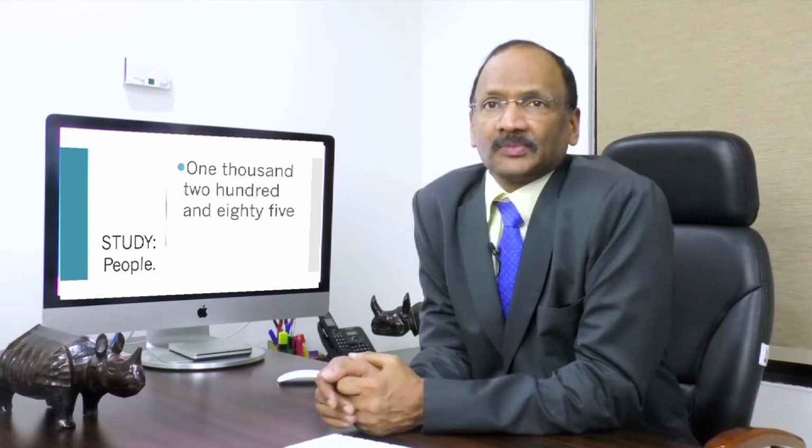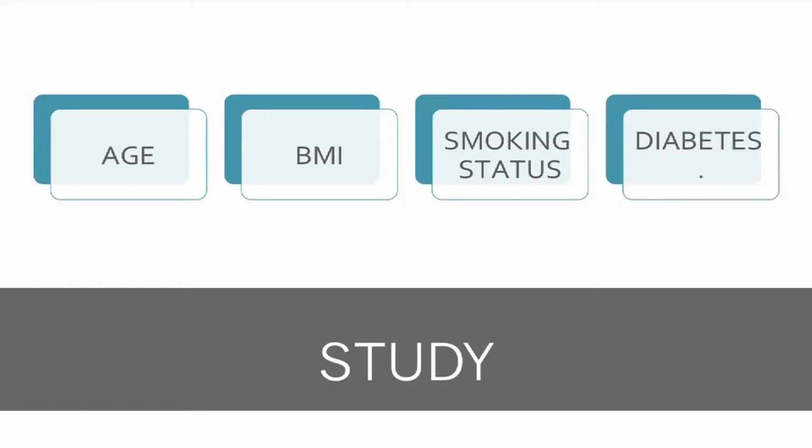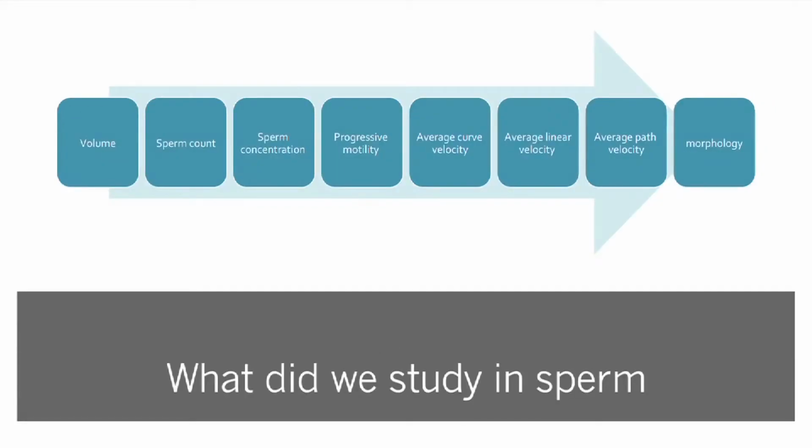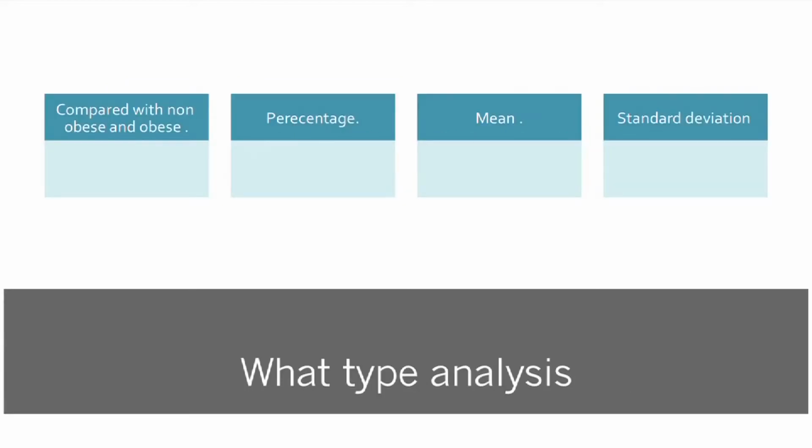1280 people, of which around 200 were obese, and we studied the effect on concentration, volume, motility and quality, and looked at how these parameters are affected when the couple are obese and when the couple are not obese. Then we used statistical tools to look at these parameters, wherein we compared the percentage, the mean values, the median values and the standard deviation.